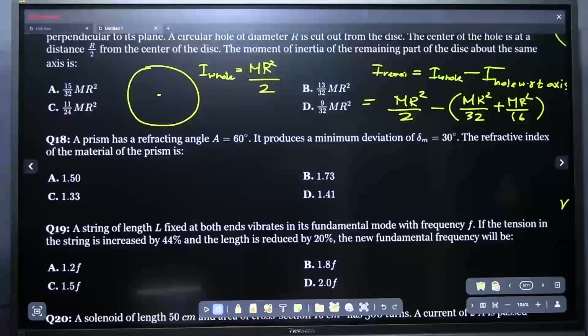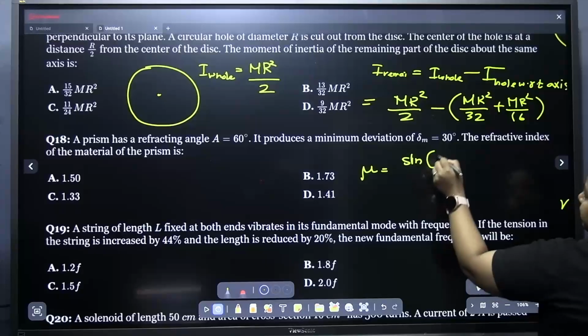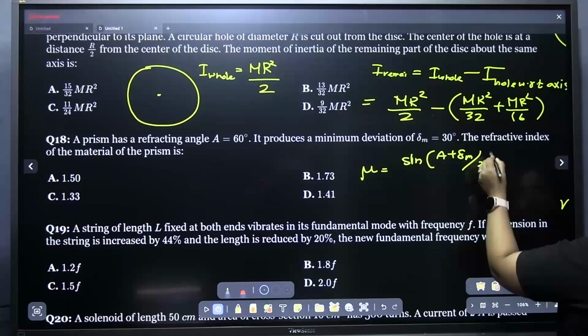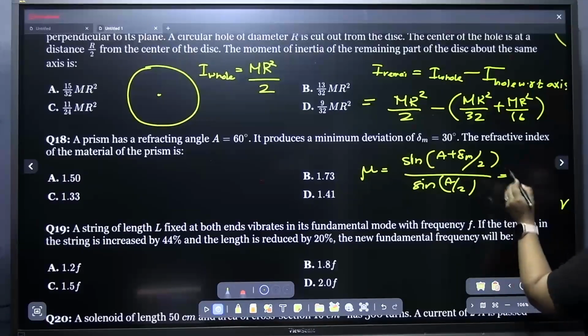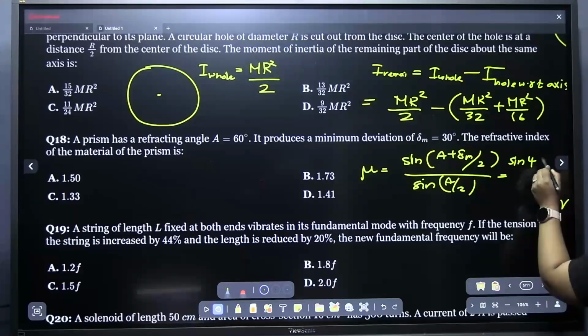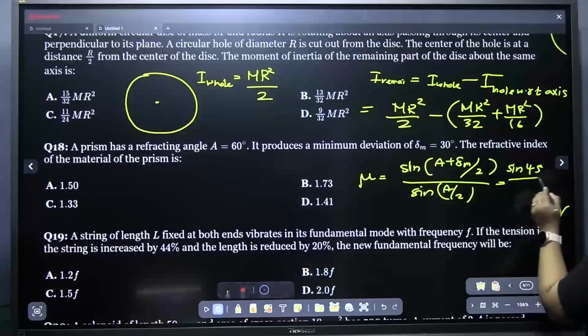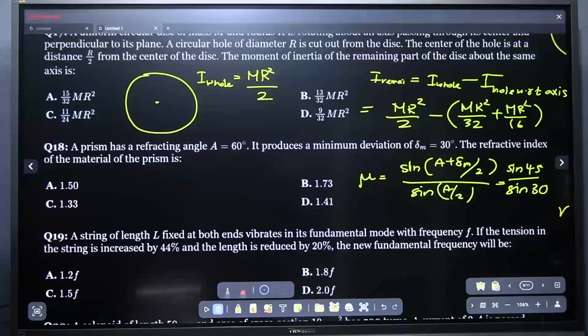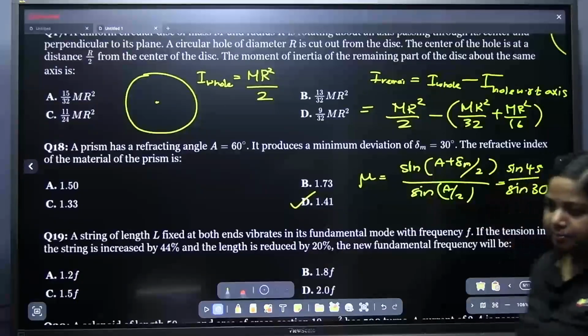Next one: a prism has a refracting angle of 60 degrees and produces a minimum deviation of 30 degrees. Find the refractive index. Direct formula: refractive index equals sin of (A plus Dm) by 2 divided by sin A by 2. This is equal to sin 45 divided by sin 30. Sin 45 is 1 by root 2, sin 30 is 1 by 2. So the answer will be root 2, which is option D.